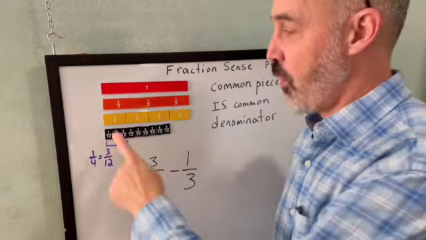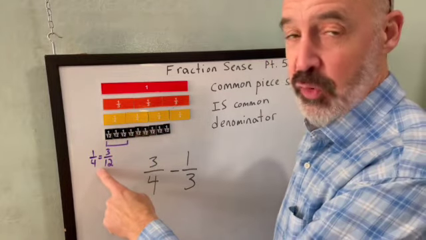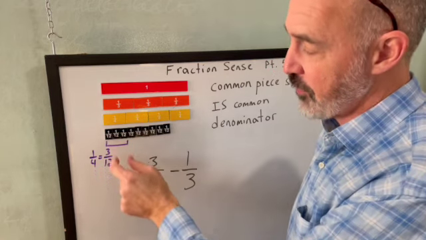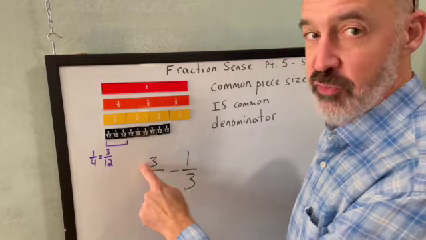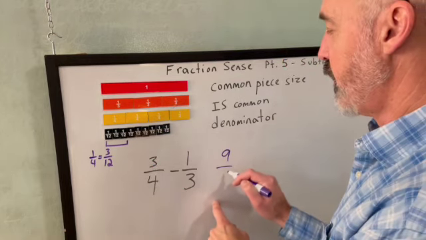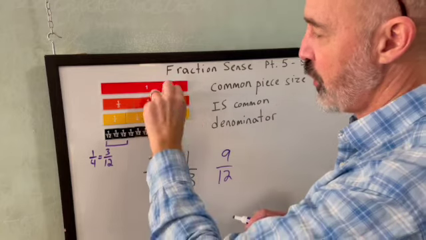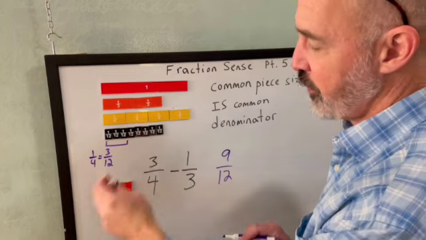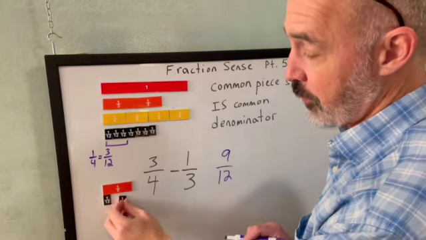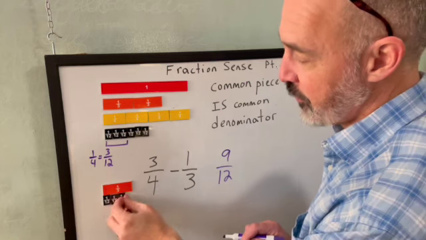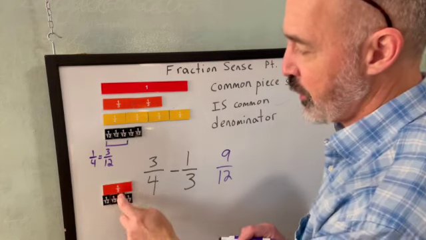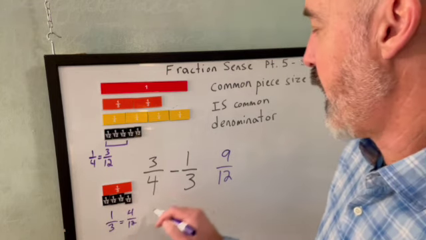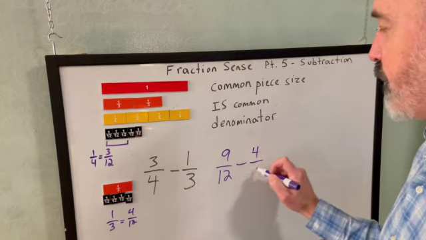So we can see here that 1/4 is equivalent to 3/12, and I wrote it as an equivalent fraction statement. If each of these fourths is equal to 3/12, then we have three groups of 3, so 3/4 is equivalent to 9/12. And then 1/3 is larger than 1/4, so your child should know that it's got to be more than 3/12. In this example, we can see that 1/3 is equivalent to 4/12. So now we've got 9/12 minus 4/12.